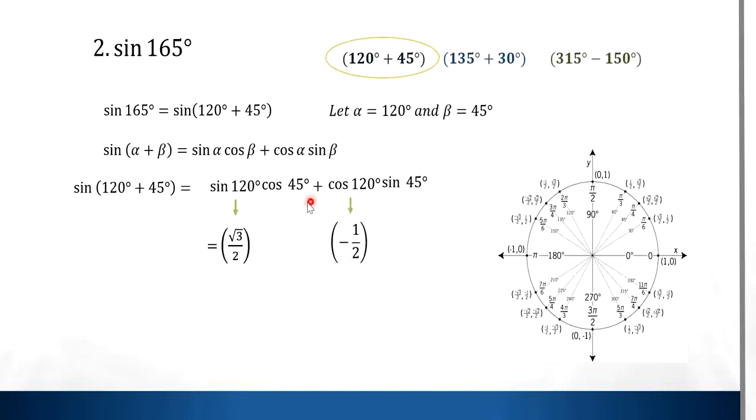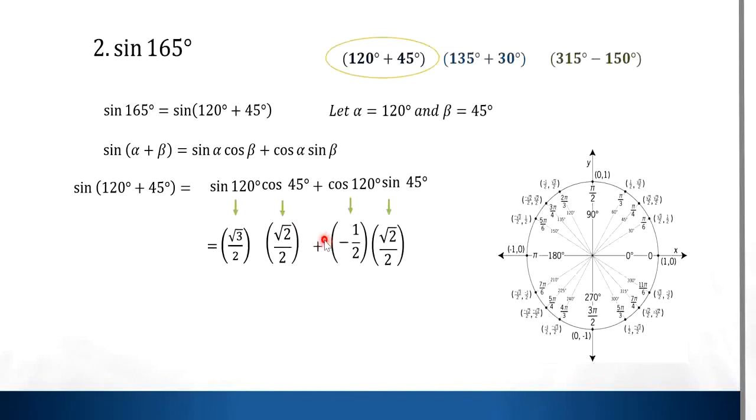So now, let's proceed to the sine and cosine function for 45 degrees. This one is the 45 degrees. And if you will observe, they are a pair, both square root of 2 over 2. Cosine and sine are a pair. So, cosine 45 is square root of 2 over 2, while our sine 45 is also square root of 2 over 2. And simply copy the plus sign.